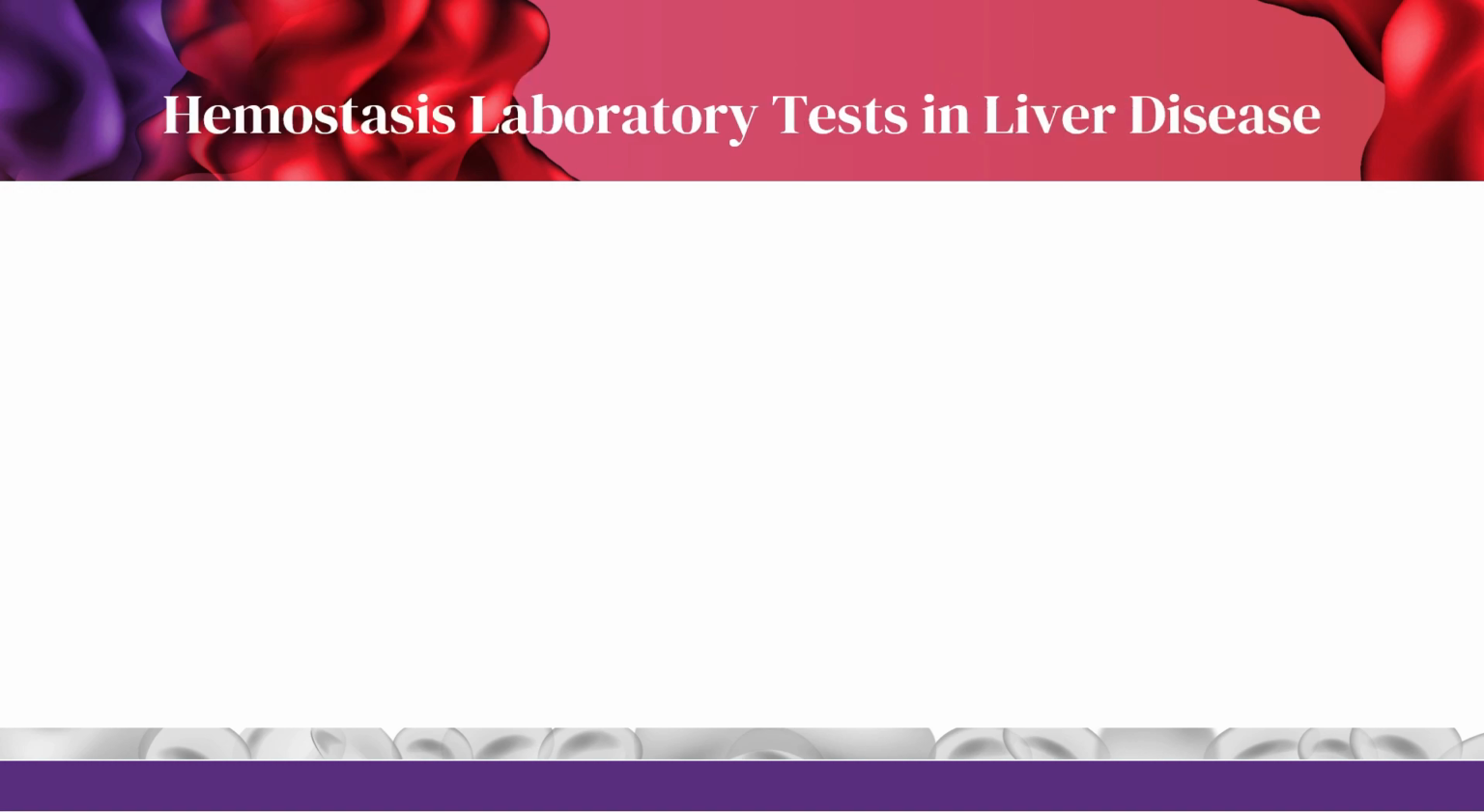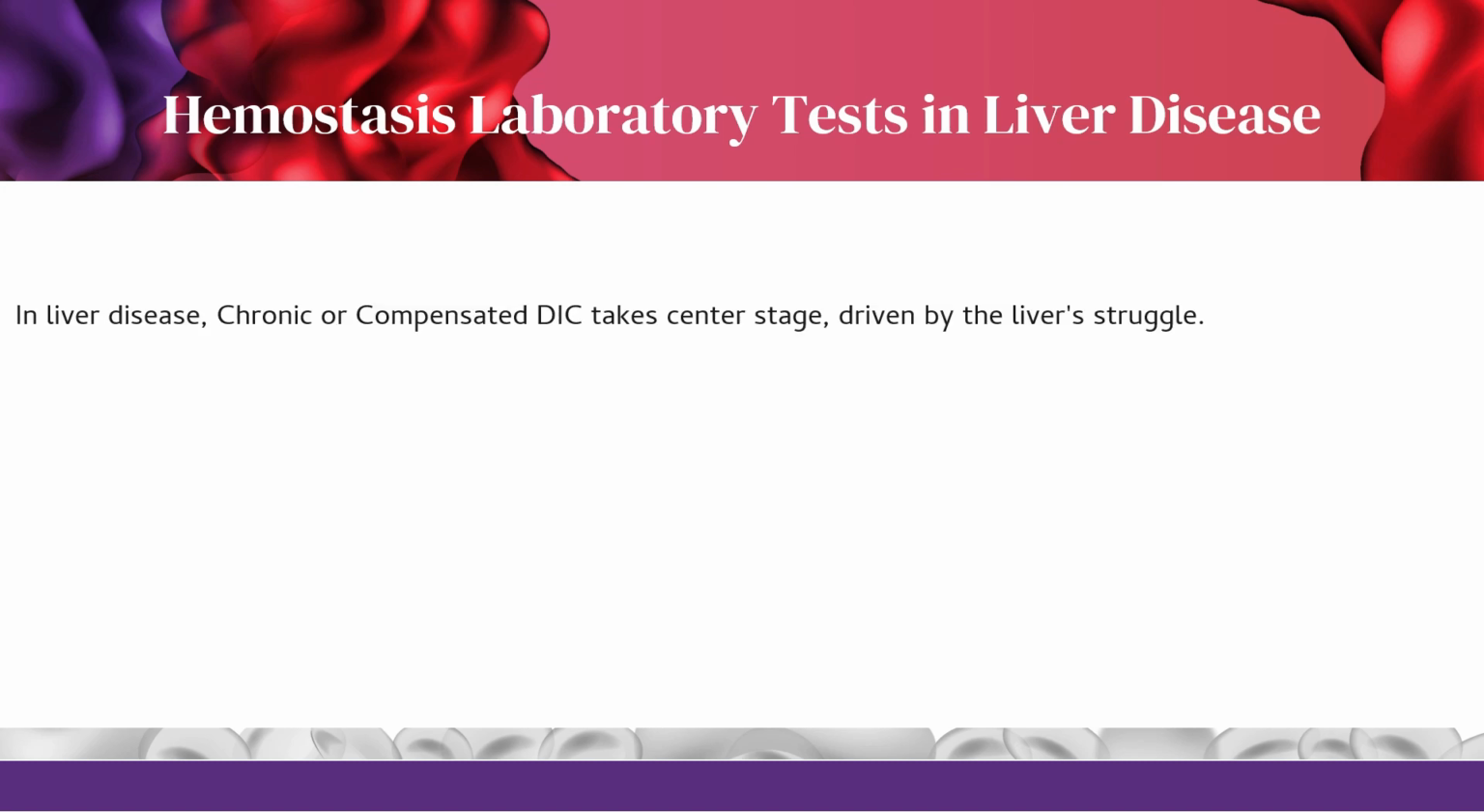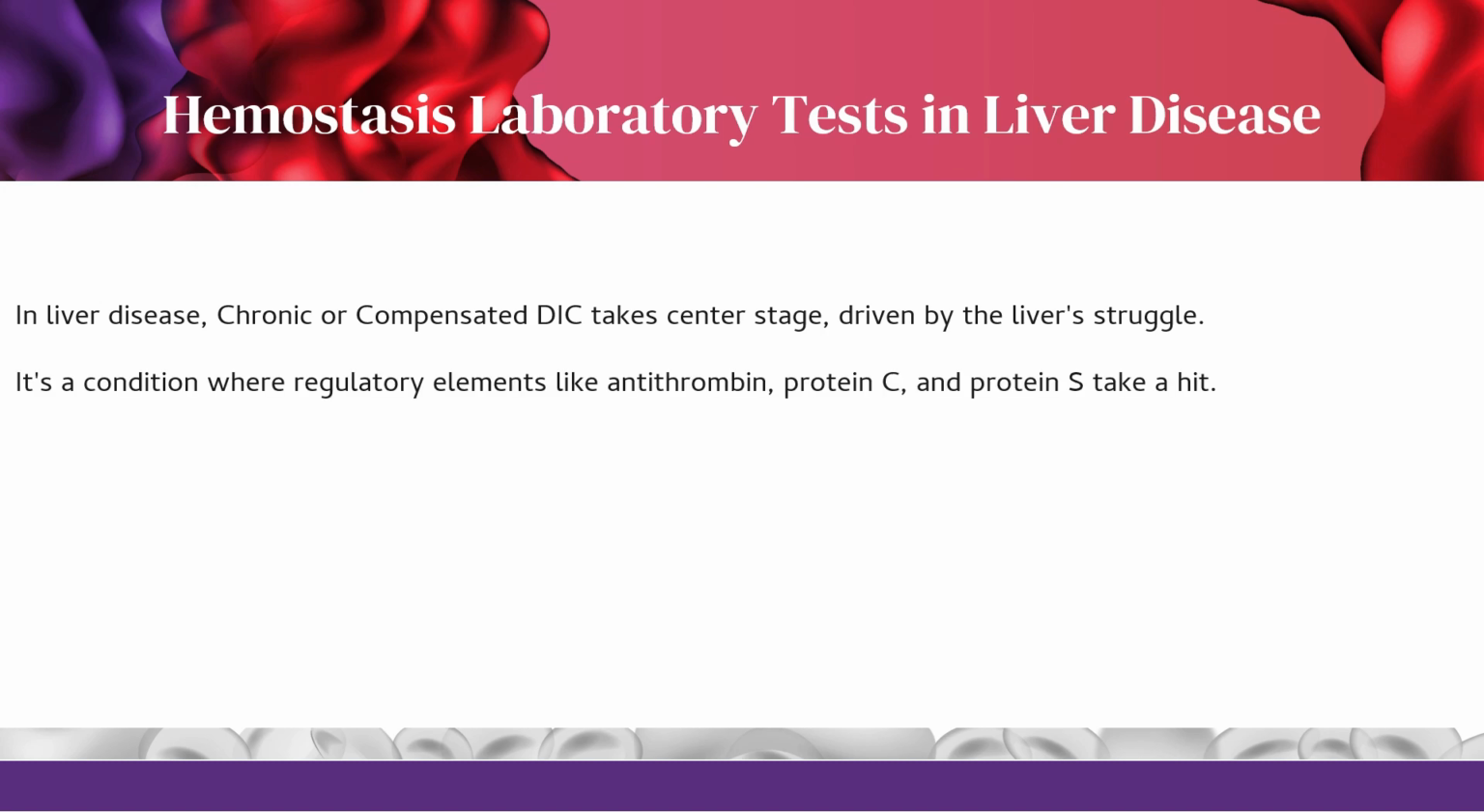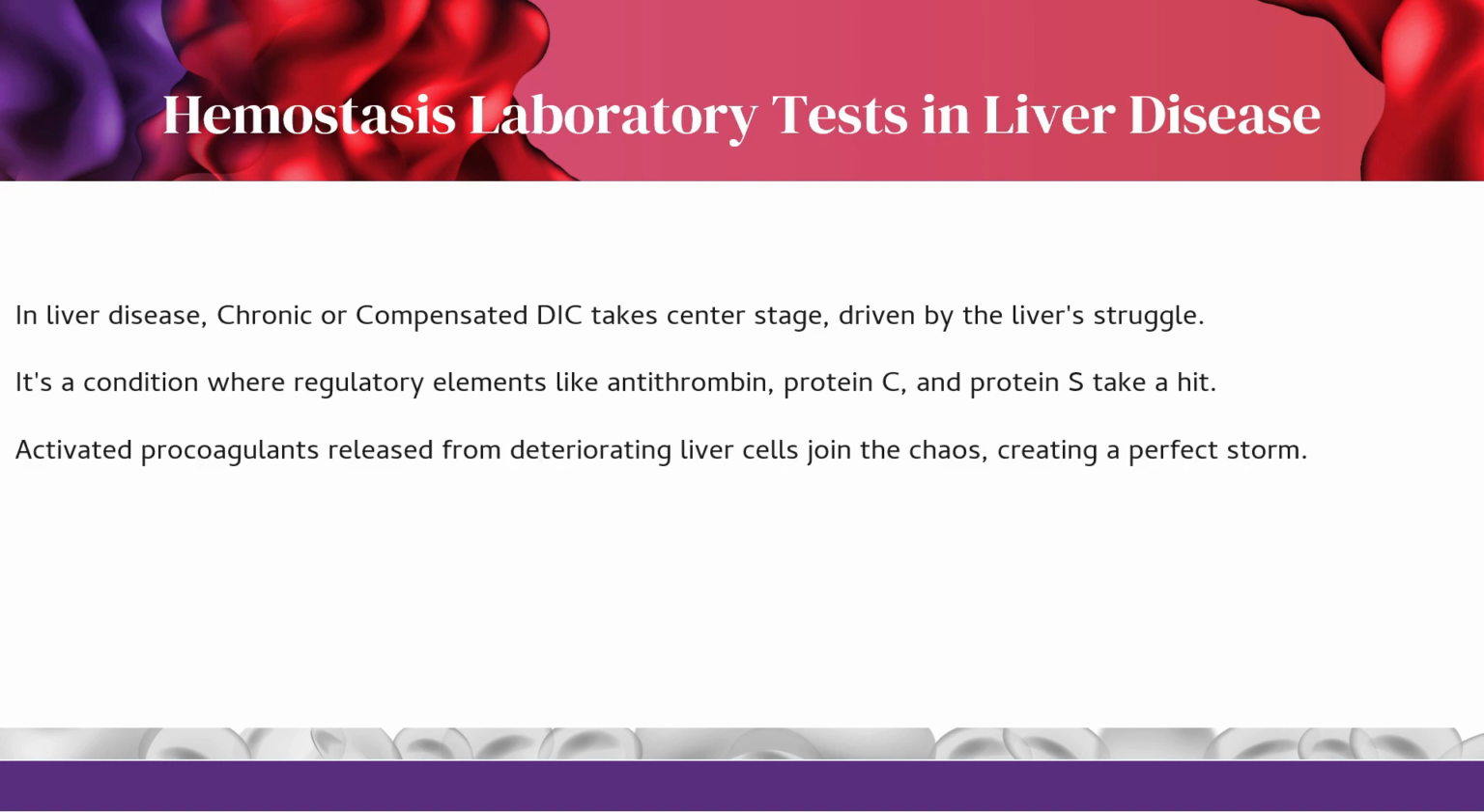But what about those lab tests? Hemostasis laboratory tests in liver disease. In liver disease, chronic or compensated DIC takes center stage, driven by the liver's struggle. It's a condition where regulatory elements like antithrombin, protein C, and protein S take a hit. As if that weren't enough, activated procoagulants released from deteriorating liver cells join the chaos, creating a perfect storm. The liver, impaired and overwhelmed, fails to clear activated coagulation factors.